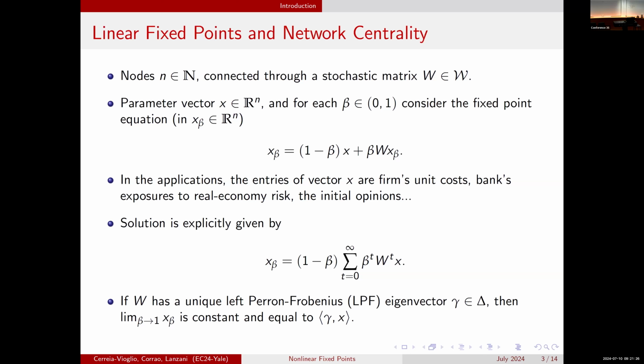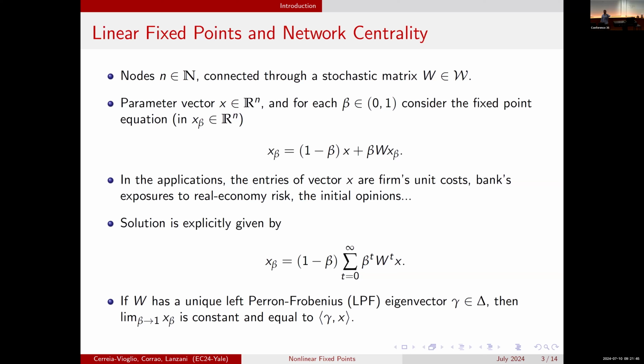So this vector of fixed points is converging to a single number, and in particular is going to be equal to the vector of exogenous states times this LPF, so this eigenvector centrality of the matrix. And in particular, we also know that the rate of convergence is... So what do we know in the linear case?